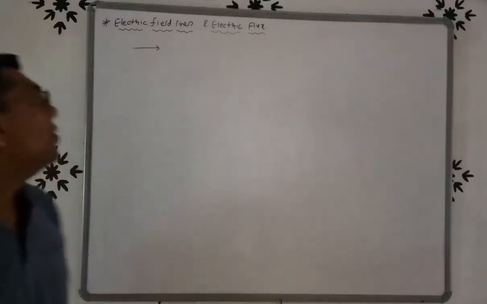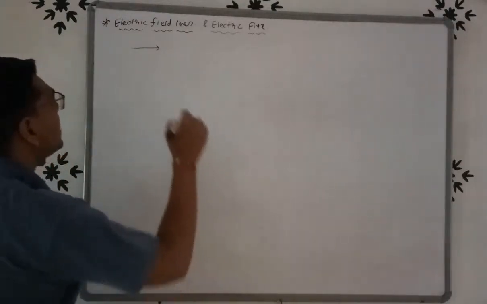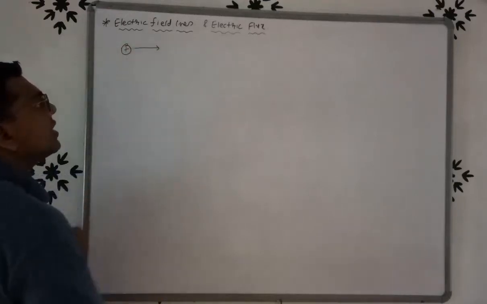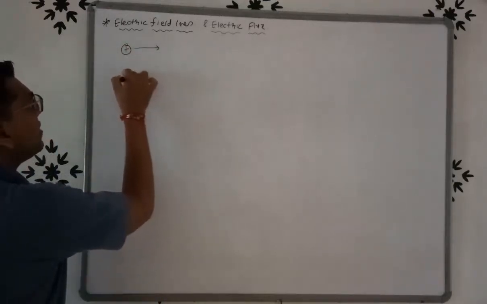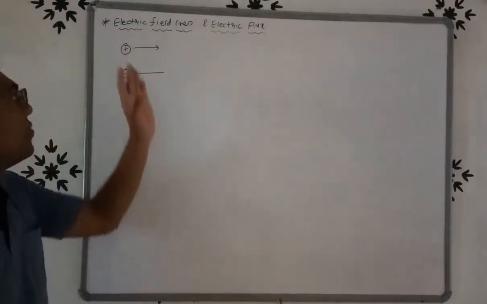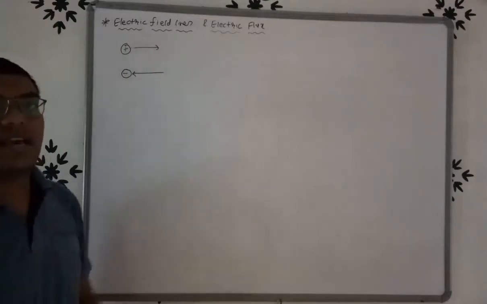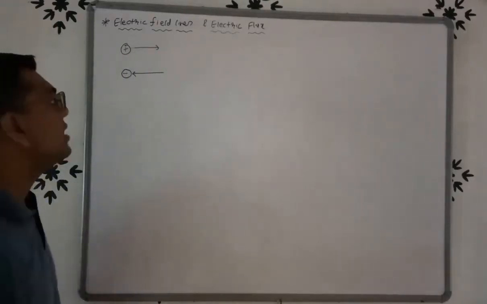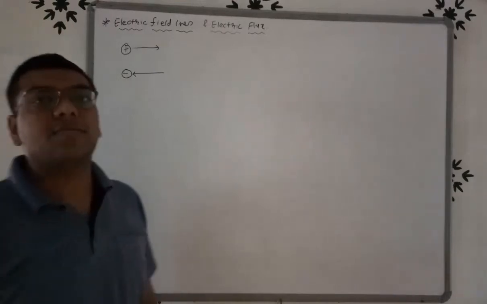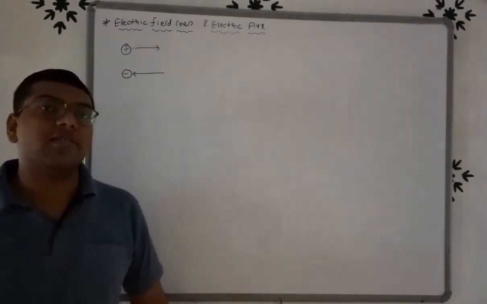Now, if there is a positive charge, then the field lines are outwards, and if there is a negative charge, the field lines are inward. So for positive charge, the field lines are in outward direction, and for negative charge, the field lines are in inward direction.